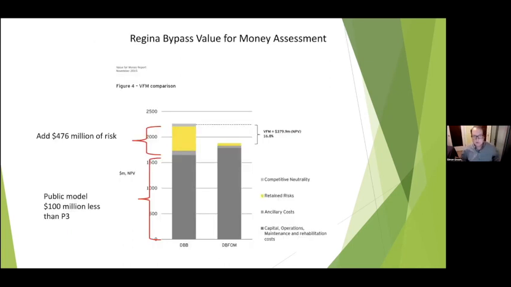Sometimes they'll do this in bar graph. This is the Regina bypass. Once again, public build $100 million cheaper until you add the risk in. And I've read VFM assessments from all over the country, and the public build model is always cheaper until the risk is added in. And you would expect it to be, right?